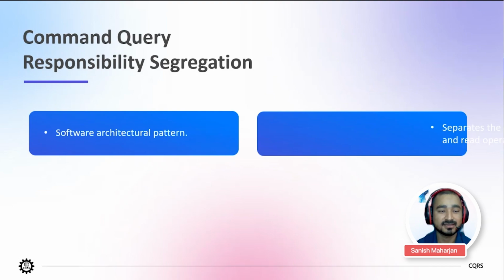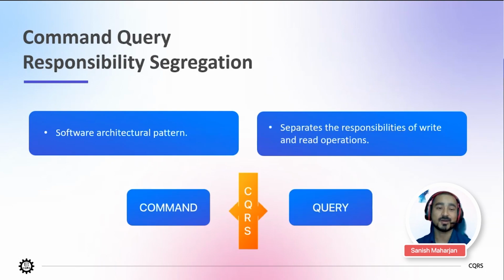Let's start our topic now. So what is Command Query Responsibility Segregation actually? It's a software architectural pattern that separates the responsibilities of write and read operations. So the name itself says that it's a segregation of the responsibility of command and query. Simple, right? And now, what is command and what is query? These two things are the main things that we need to know. So we'll go further into details on these topics.